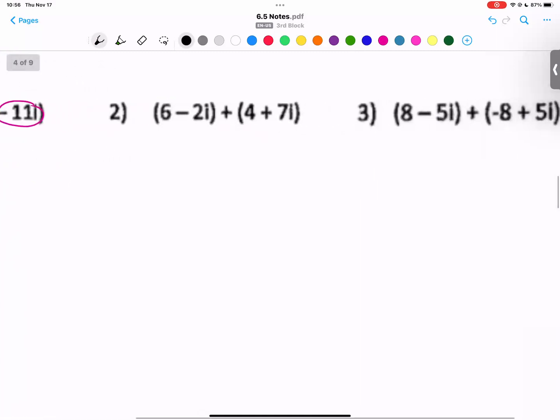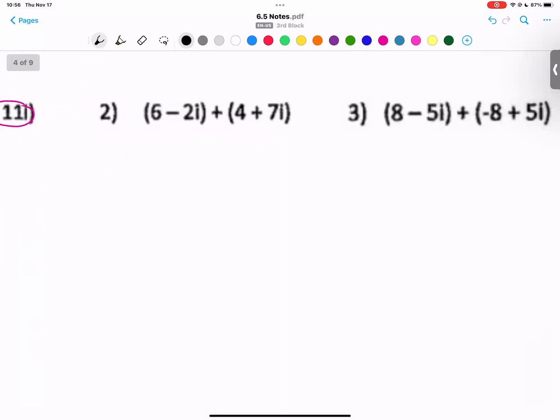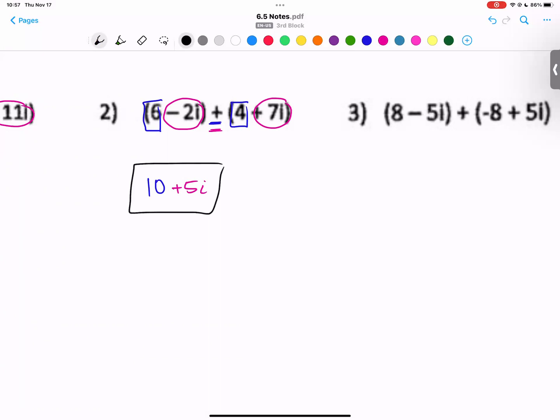So number 2, we have 6 minus 2i plus 4 plus 7i. Again, we're adding, so it's 6 plus 4, which gives us 10. And then we have -2i plus 7i, which gives us positive 5i. And that would be our answer.